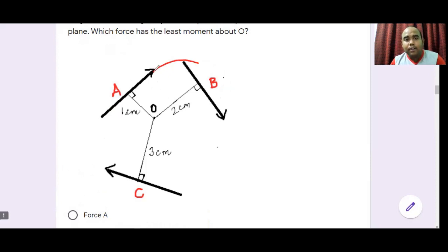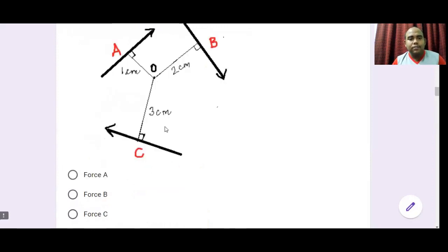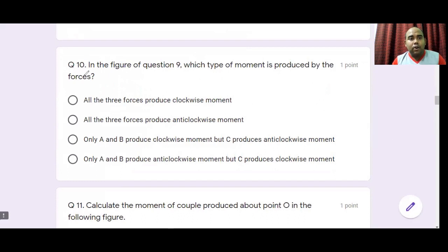What is A doing? It is rotating clockwise. Look at B also, B is also trying to rotate clockwise. And look at C also, C is also trying to rotate clockwise. So all of these three forces are actually producing clockwise moments. So you have to select which option. All three forces produce clockwise moment. The first option is the correct answer.